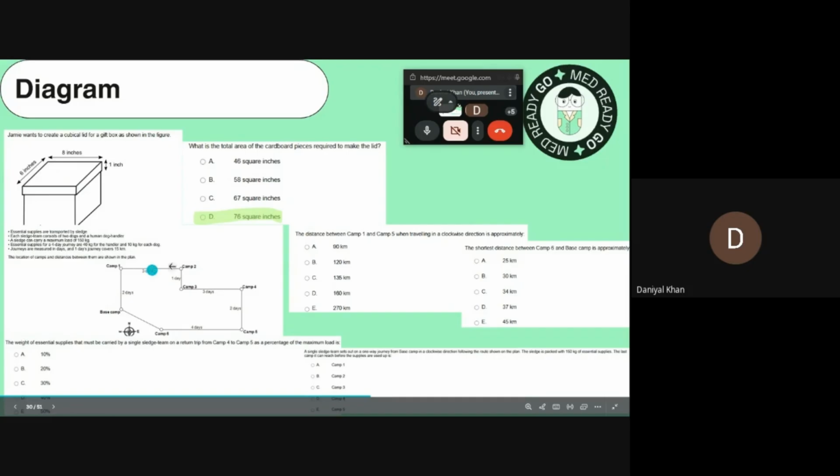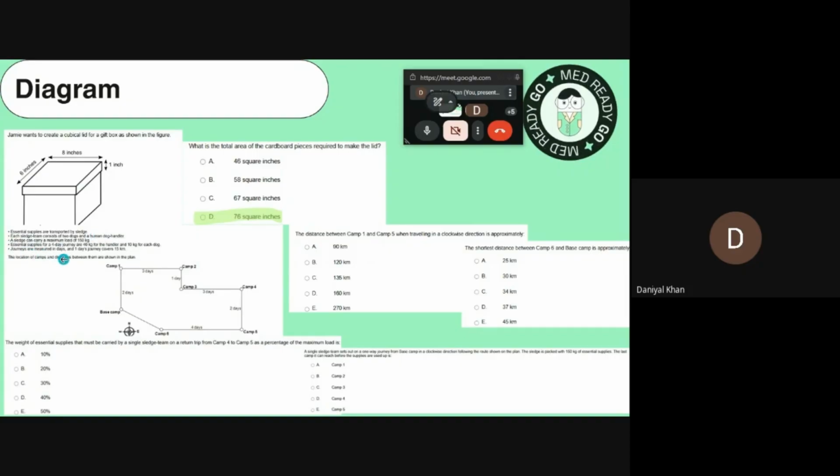Now look at over here. So you've got camp 1 here, and then you've got camp 5 here. A clockwise direction moves obviously this way. So you'd be going from camp 1 to 2, 2 to 3, 3 to 4, 4 to 5. And in total, that's 3 plus 1, which is 4 days. 4 plus 3 is 7 days, and 7 and 2 is 9 days. But it doesn't want to know the days, it wants to know the distance. So there must be some information here that tells us about it.